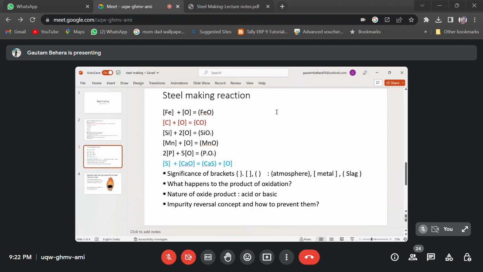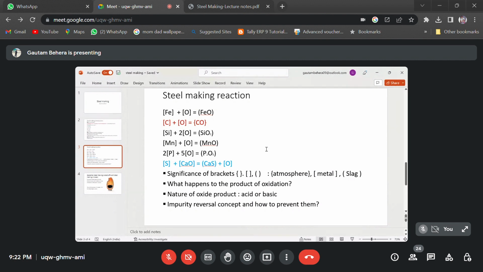So now the reaction will be simply: Fe reacts with oxygen to form FeO, carbon reacts with oxygen to form carbon monoxide, silicon reacts with oxygen to form SiO2, silicon dioxide, manganese reacts with oxygen to form MnO, phosphorus reacts with oxygen to form P2O5, right? And sulfur reacts with some lime to form calcium sulfide plus oxygen. So these are the major reactions that happen during the steel making process. Is it okay up to this? Yes, sir.